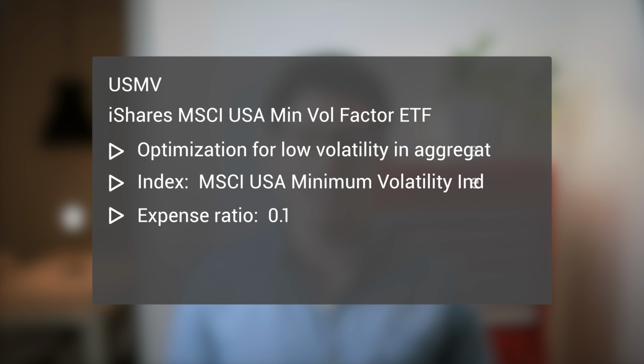First on the list is USMV. The iShares MSCI USA Min Vol Factor ETF is the most popular fund in this space with over $34 billion in assets. This ETF is unique in that it uses a special algorithmic optimization to hold a basket of low volatility stocks in aggregate, while also attempting to keep factor and sector exposure diversified. The fund seeks to track the MSCI USA Minimum Volatility Index. It has over 194 holdings and an expense ratio of 0.15%.